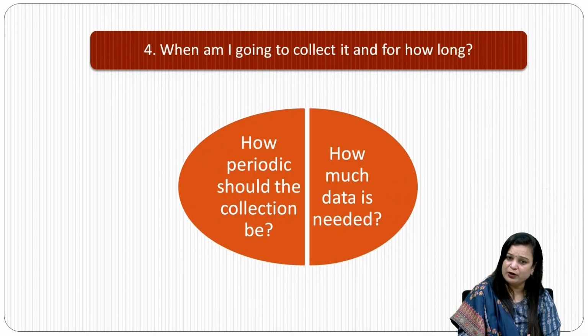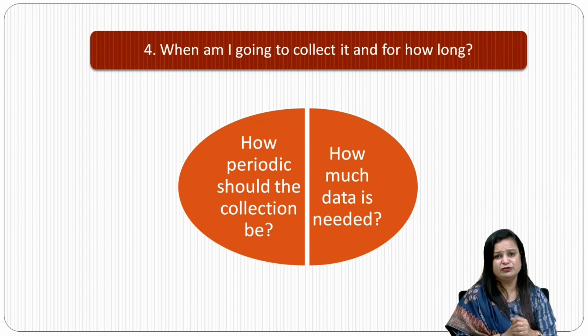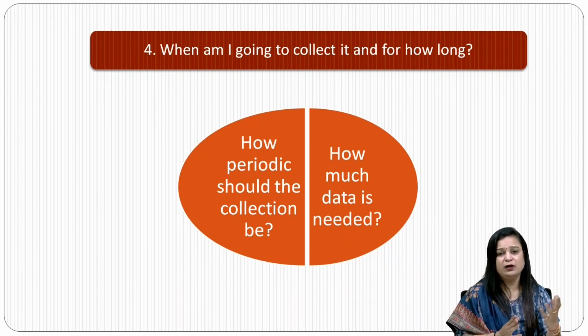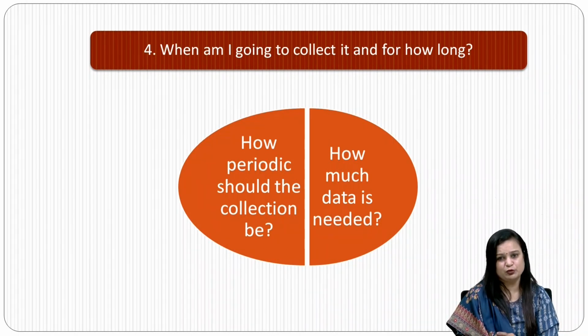This is also important. How periodic should the data collection be, how much data is needed. So these were certain questions which we should ask ourselves as action researchers when we are conducting action research. Now if we have to think as a researcher, we should scientifically answer these questions, and then we should go for the action research part.